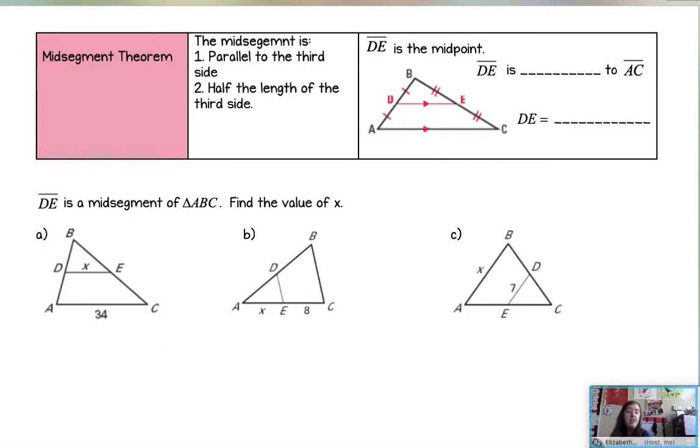So we're not just talking about a mid-segment because it's fun to connect midpoints, which, I mean, it could be. But a mid-segment has a special relationship to that third side of our triangle. So if we have a mid-segment, right here, DE is our mid-segment. Here's the relationship it's going to have with that third side, AC. First of all, they're going to be parallel to each other.